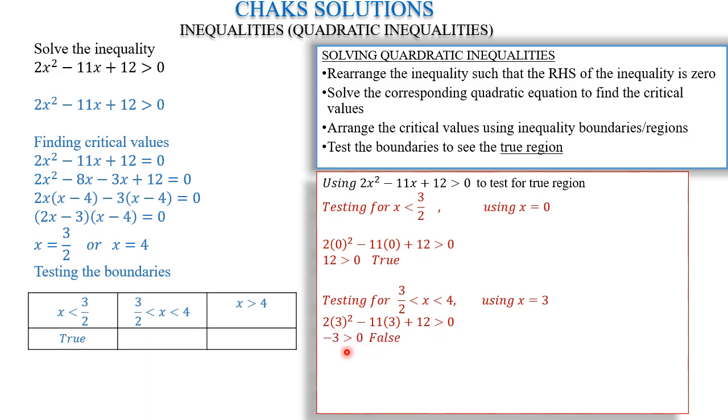So you can see it's minus 3 is greater than 0. It's a false statement here. So which makes this region to be what? To be false. The second region to be false here.